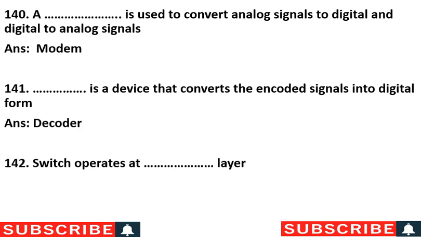Switch operates at dash layer. Right answer is data link layer. Now a switch is a high-speed device that receives incoming data packets and redirects them to their destination on a LAN.